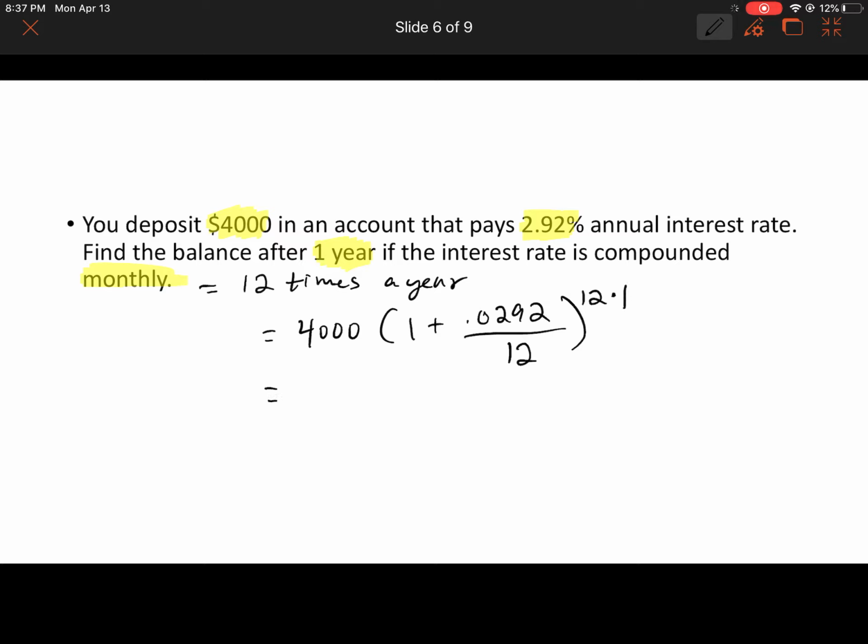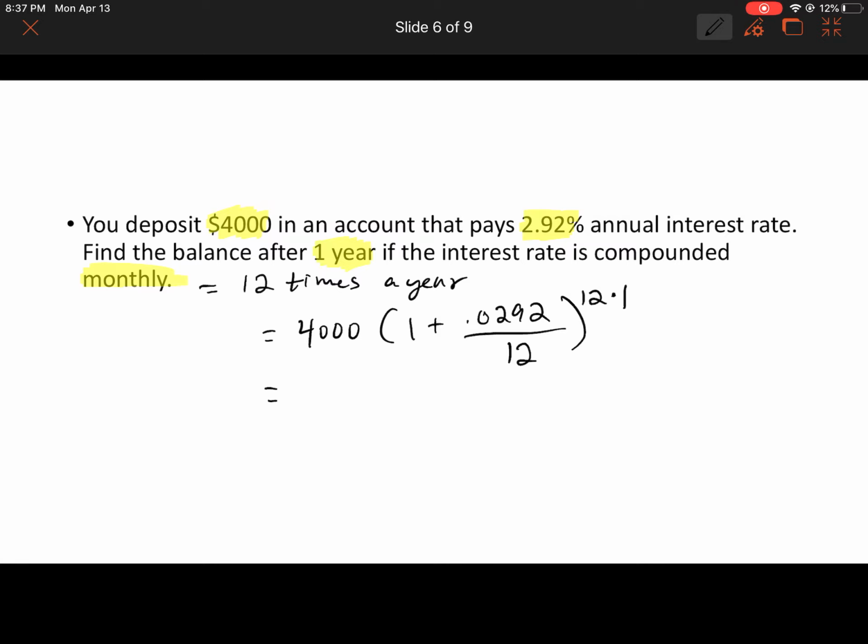Okay, so now you might think, oh, well, it's the same interest rate. It's still $4,000. And it's only 1 year, right? We should probably get the same value, you would think. But that's not the case. Okay, if you compound it more times within the year, normally what's going to happen is that you're going to get more money out of it.